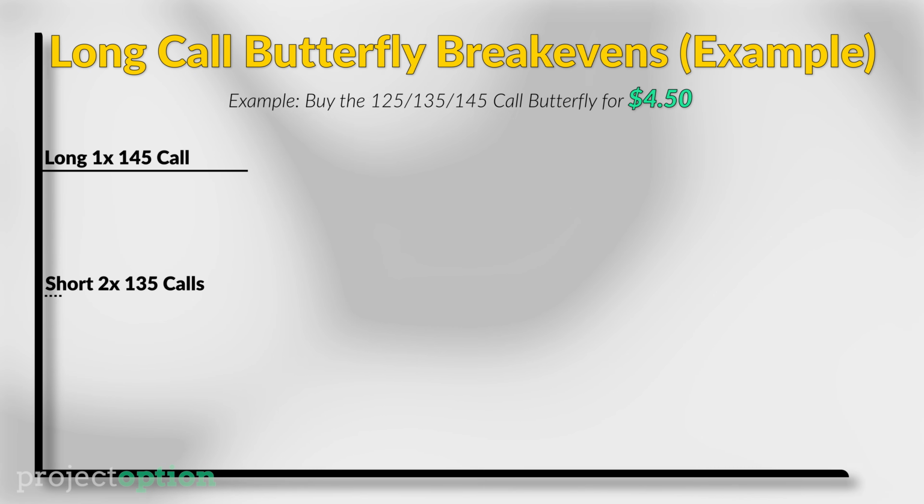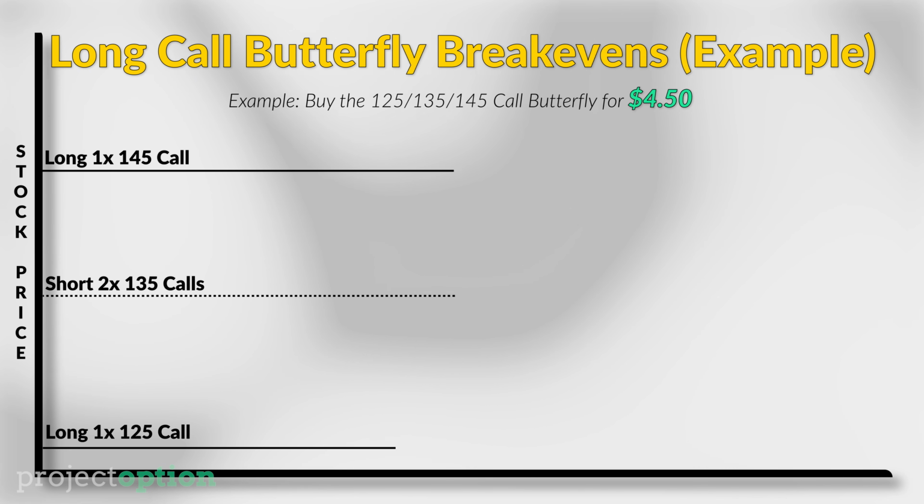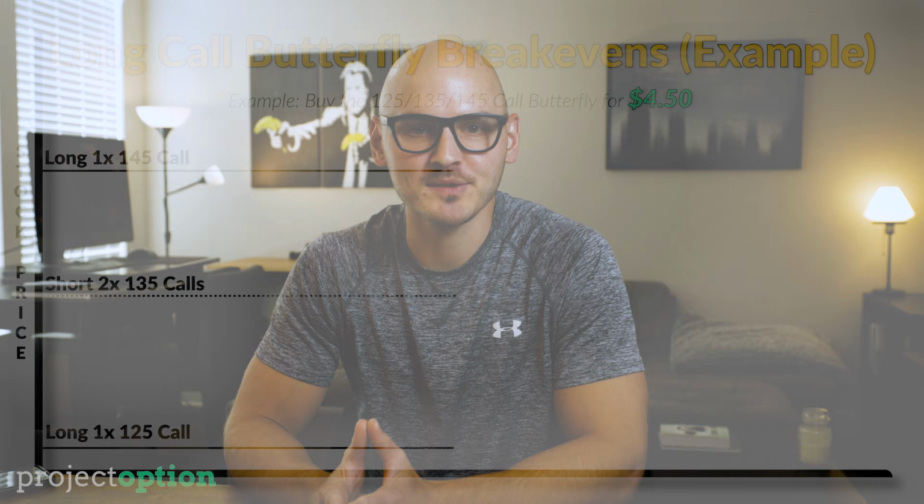So let's jump into it. Let's say I purchase a butterfly spread where I purchase one of the 125 calls, I short two of the 135 calls, and I purchase one of the 145 call options. So this would leave me with the 125, 135, 145 call butterfly spread.